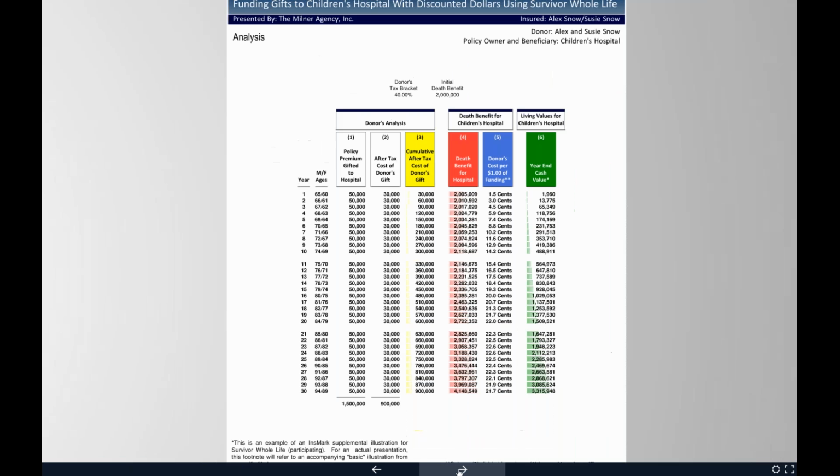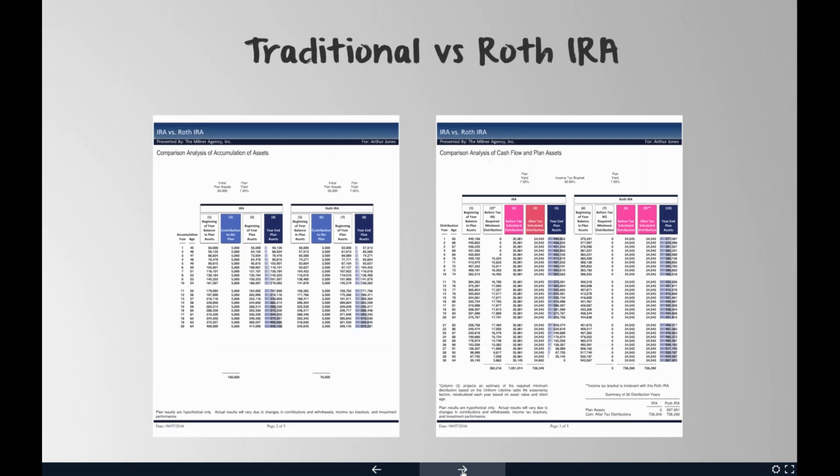Here's another one that I really like that on the surface doesn't have anything to do with life insurance. There's a report called a traditional versus a Roth IRA. I'm sure you've talked about this a lot, but it's a very simple report, and I like it because it really shows the difference between these two. Maybe your client asks you for some advice on this, and you can just run this quick report for them.